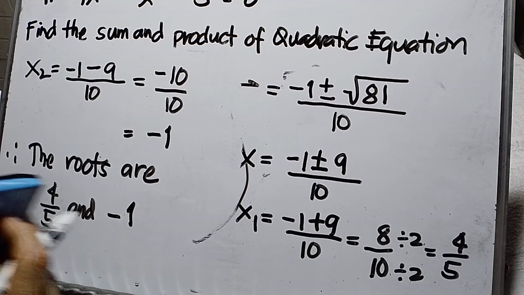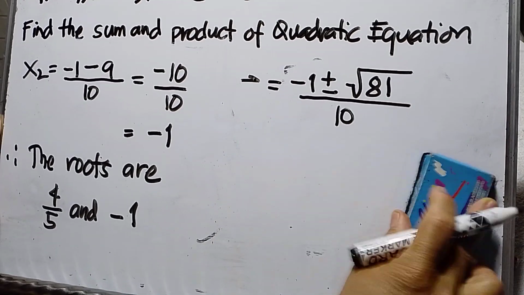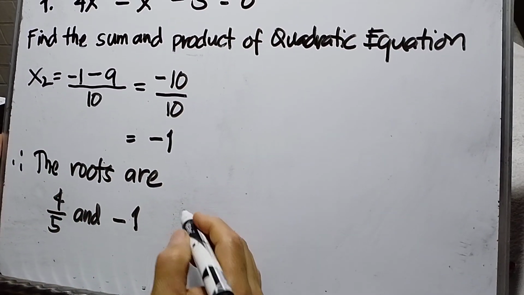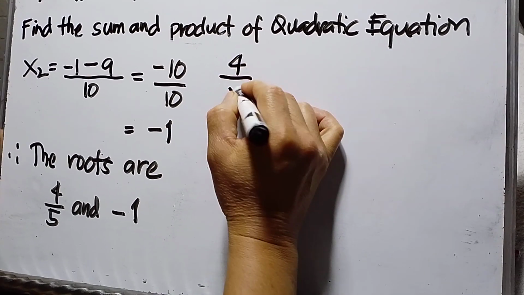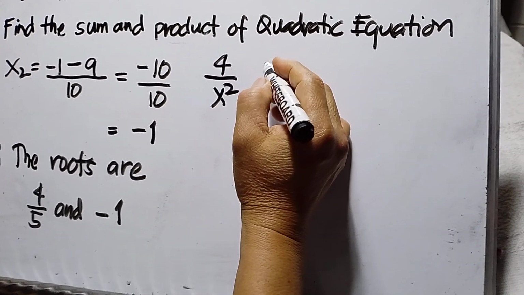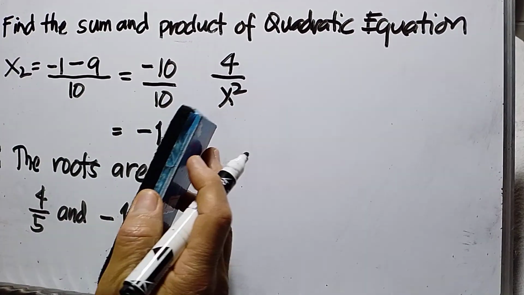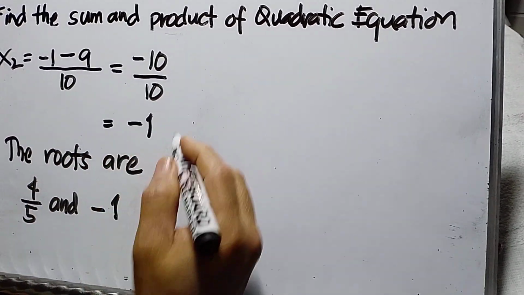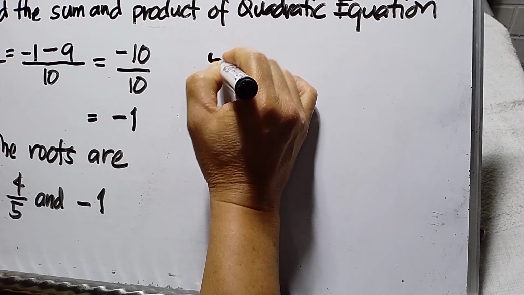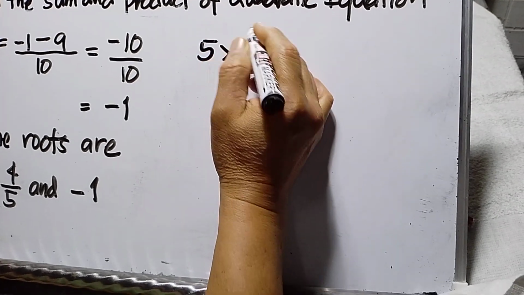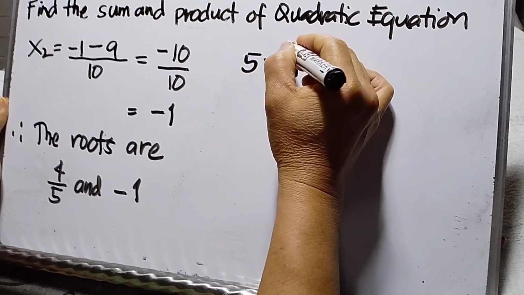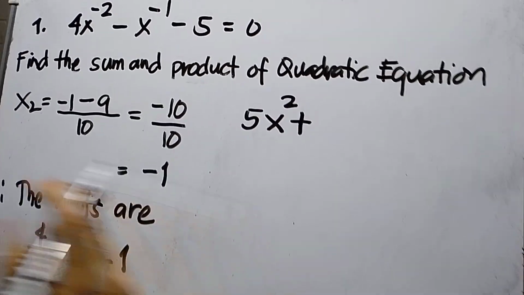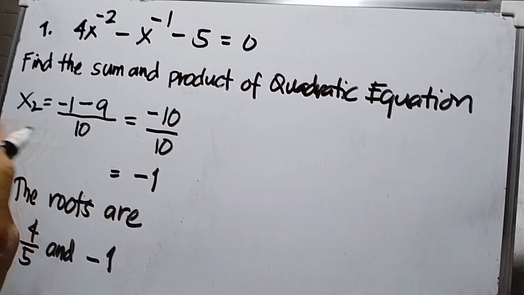Okay, let us check this one by substituting our roots to the given equation. So this is the given equation. Or we will use the quadratic formula only to make it easy. Quadratic formula is 5x squared, sorry, it should be from the given.